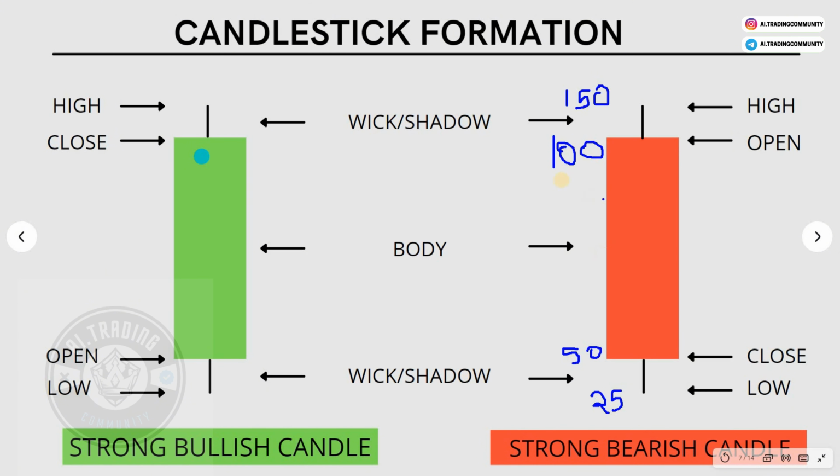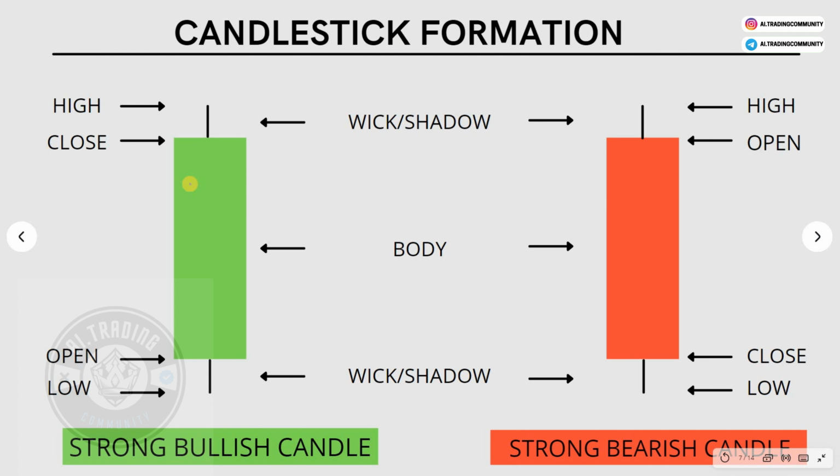It gives us four data, right? But if you're looking at the line chart, it gives us only one data, which is the closing price. So a candlestick gives us four data. One more thing you need to keep in mind here is, I hope most of you already know what a candlestick is, but I'm just elaborating.